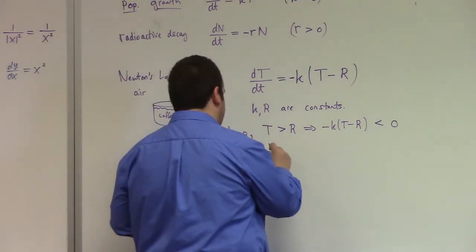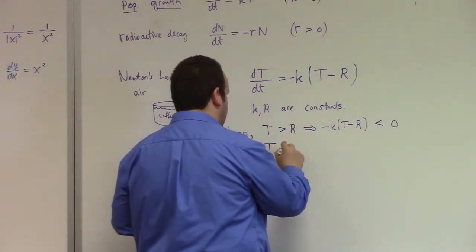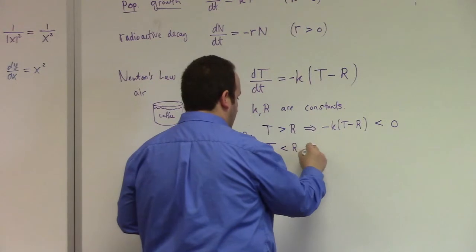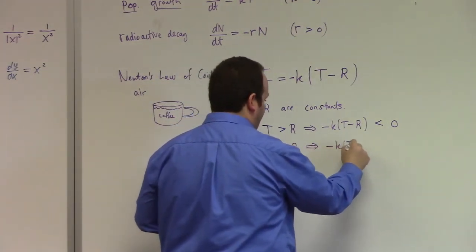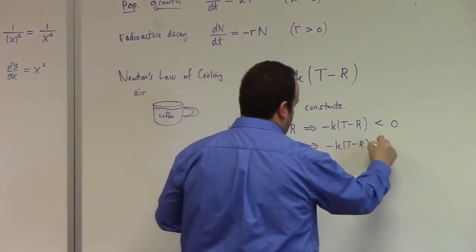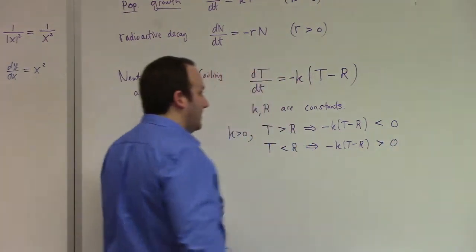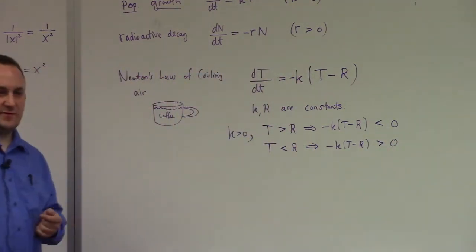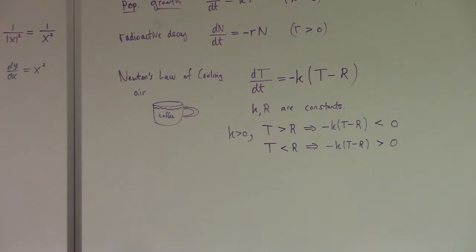And vice versa, if the temperature of the coffee is less than room temperature, that implies that this term is greater than 0, right? For example, you have iced coffee, right? It will rise to room temperature after a little bit. And that's Newton's law of cooling, which is very easy to express, right? We've decided that to be the case.